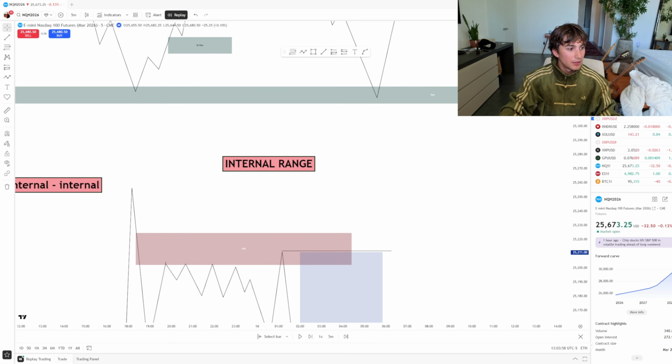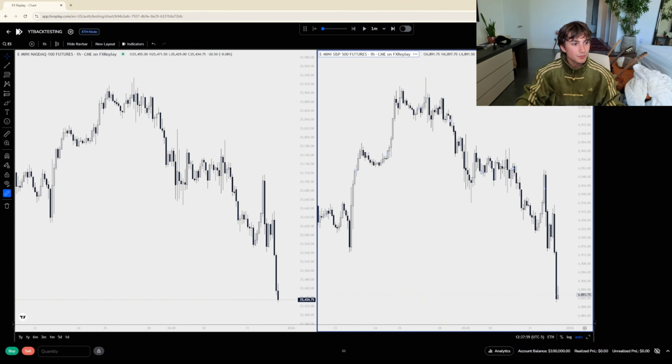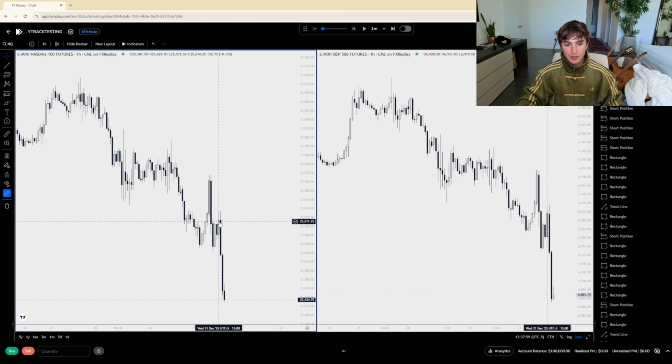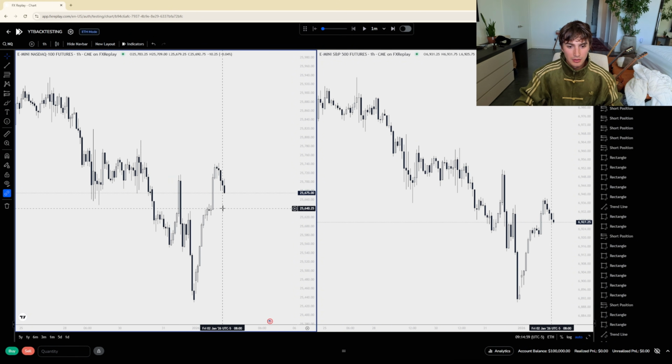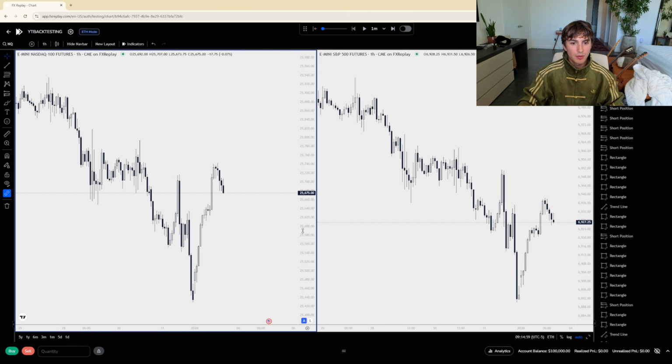So we'll go on FX Replay here, and I'll do some backtesting live. This is, I believe, January I selected, January 2026. So it should be pretty relevant, right? So let's go into next day open. And now we have, this is the higher time frame. We're on the hourly chart.